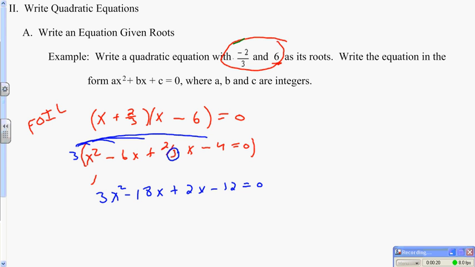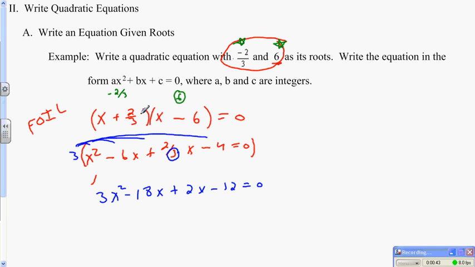They are negative 2/3 and 6. Remember that our answers are what makes the parentheses become a 0. So therefore, if I have an answer of 6, then we must have started with x minus 6. If I have an answer of negative 2/3, then I must have had in parentheses x plus 2/3.